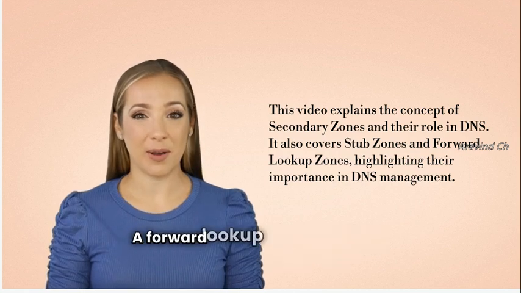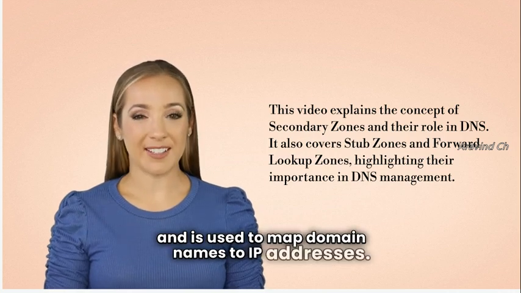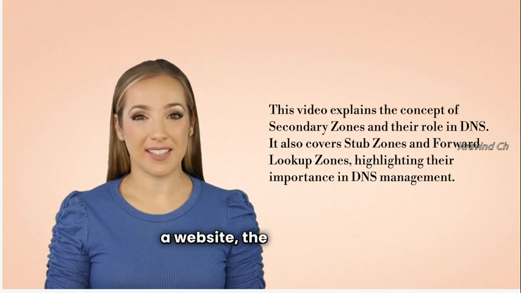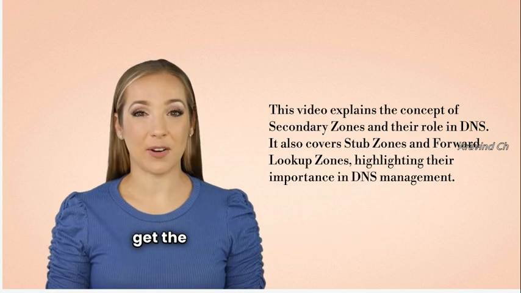A forward lookup zone is the most common type of zone and is used to map domain names to IP addresses. When a user or application tries to access a website, the DNS system performs a forward lookup by querying the forward lookup zone to get the corresponding A record or AAAA record.